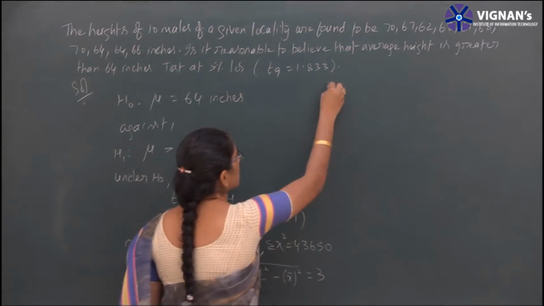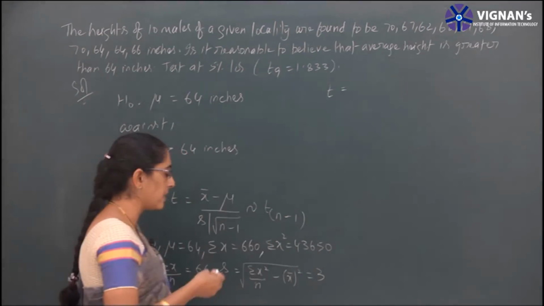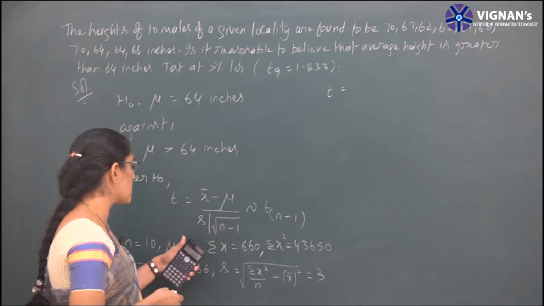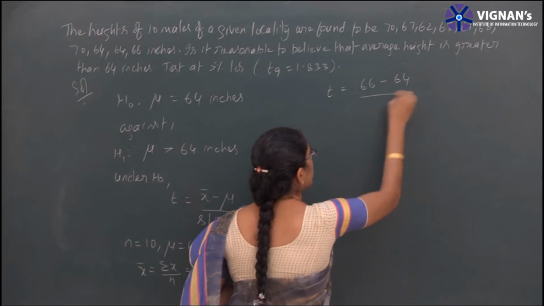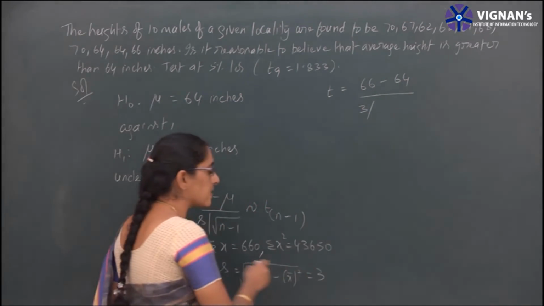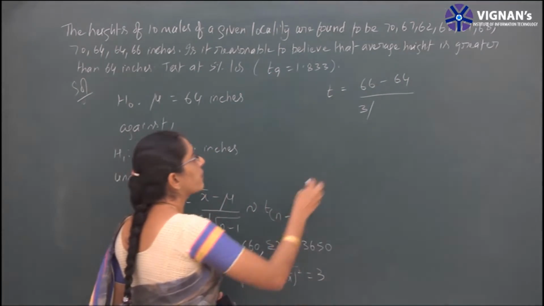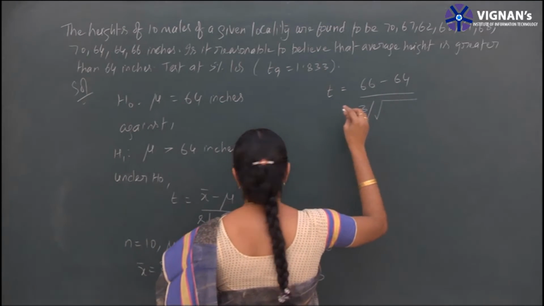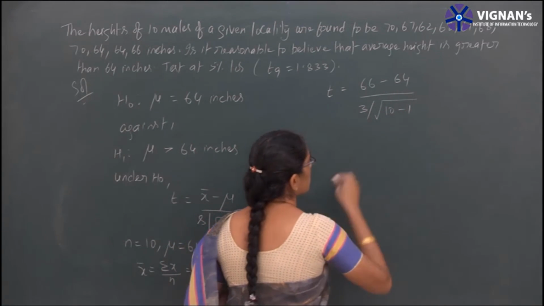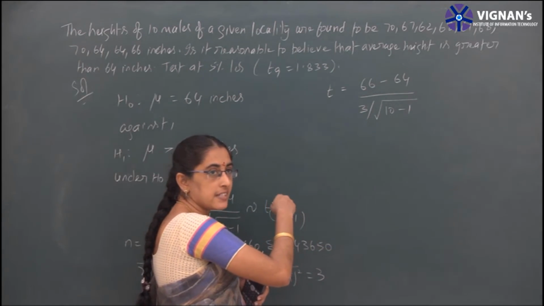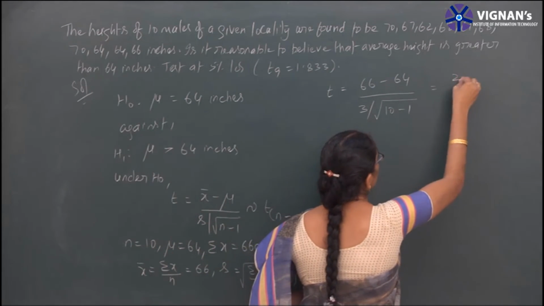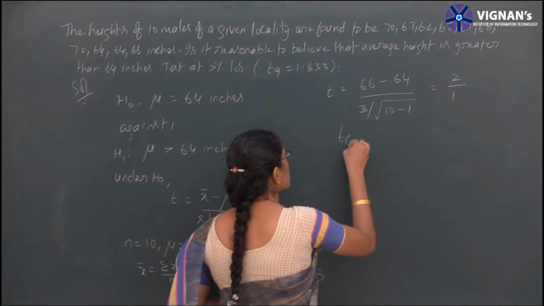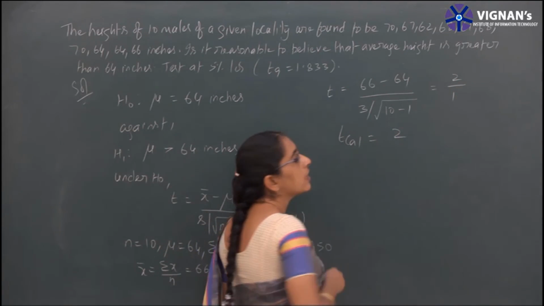Now substitute in the t formula: x bar minus mu, that means 66 minus 64, by standard deviation small s, which is 3, times square root of n minus 1. N is 10, so 10 minus 1 means 9, and square root of 9 is 3. So 3 by 3 is 1, and the numerator is 2. So 2 by 1, that means t calculated value is 2.